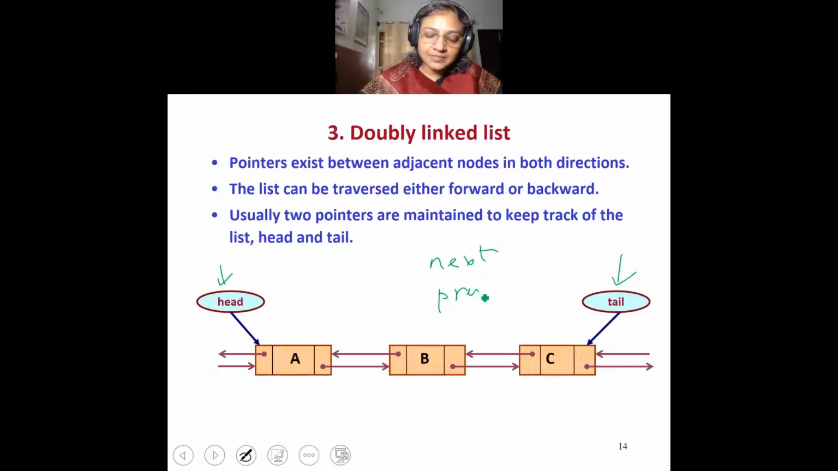So the next pointer: A arrow next points to B, B arrow next points to C, and C arrow next will point to A. Similarly, A arrow prev points to C, B arrow prev is A, C arrow prev is B. So in a doubly linked list, you can go both right as well as left.